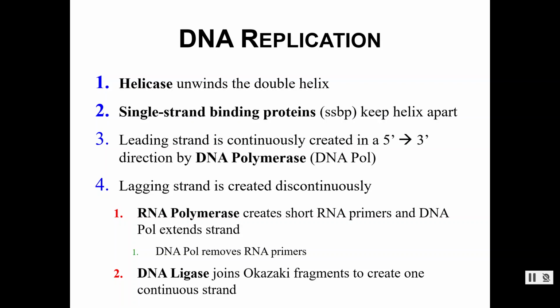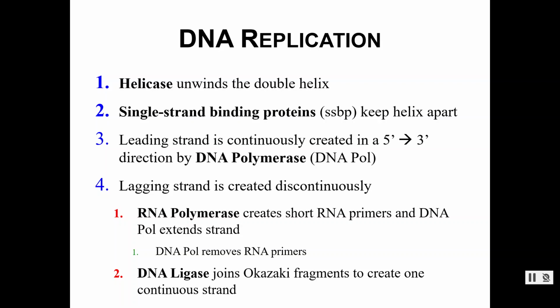Now, we mentioned on the lagging strand, the DNA is created discontinuously, so we end up with these fragments or these chunks, and these are called Okazaki fragments. We have yet another enzyme that takes those individual fragments and bonds them together to create one continuous strand on the lagging strand as well.